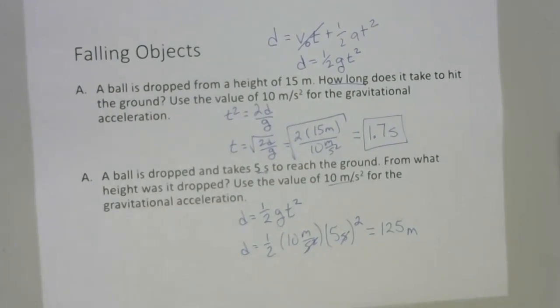So this has been a tutorial on falling objects, in particular objects that are dropped and have no initial velocity.